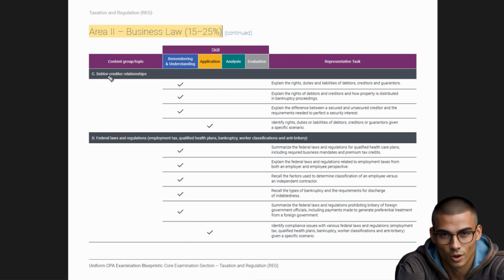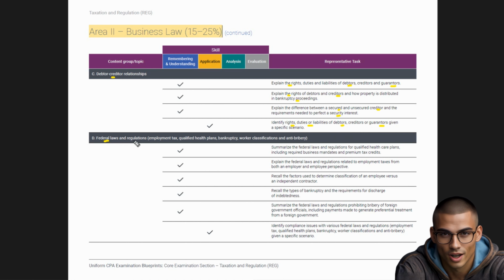Continuing on with Area 2, we have debtor and creditor relationships, where you'll need to explain the rights, duties, and liabilities of debtors, creditors, and guarantors. You'll have to explain the rights of the debtors and the creditors and how to properly distribute in bankruptcy proceedings. You'll need to explain the difference between secured and unsecured creditors and the requirements needed to perfect a security interest. And you'll need to identify the rights, duties, and liabilities of debtors and creditors and guarantors given specific scenarios.